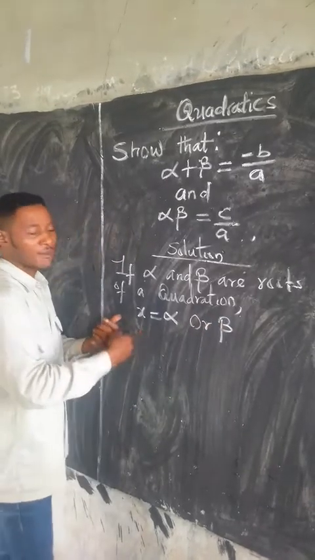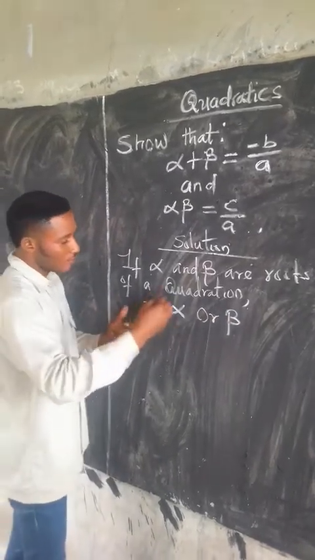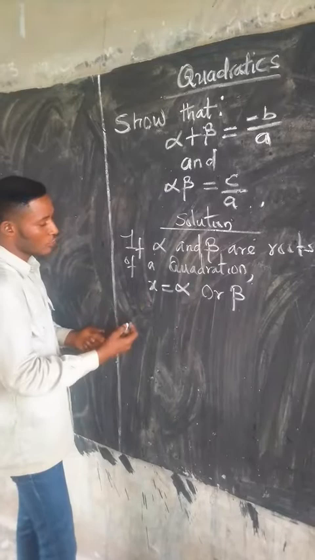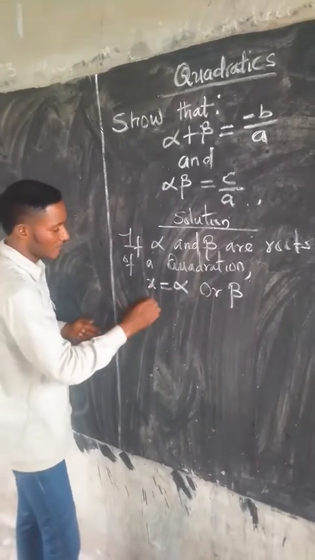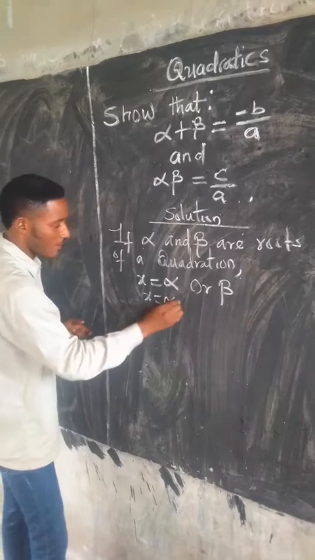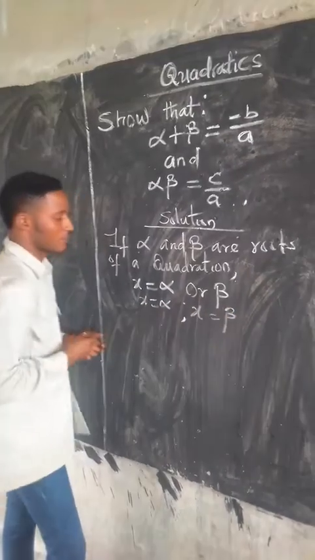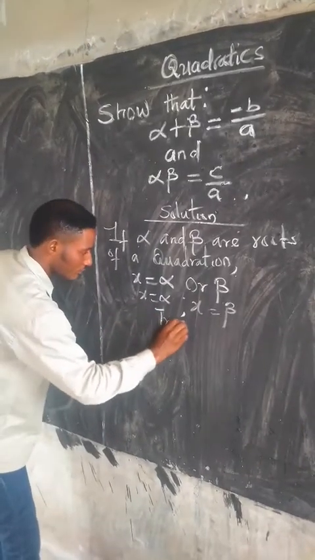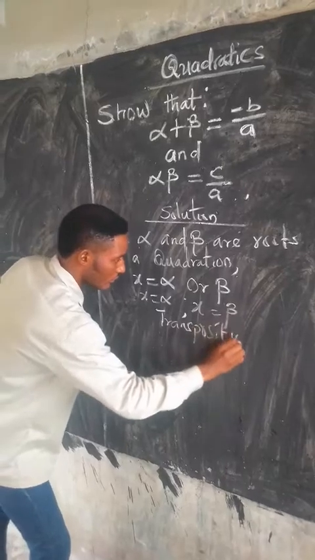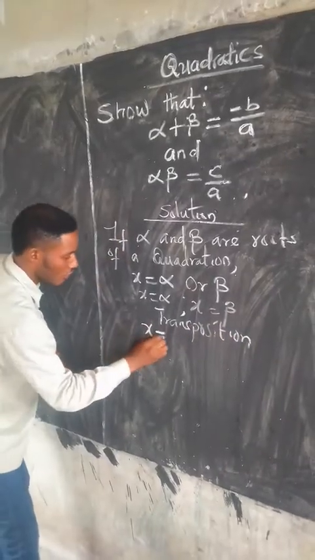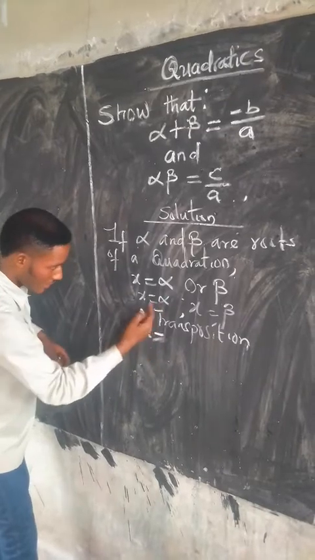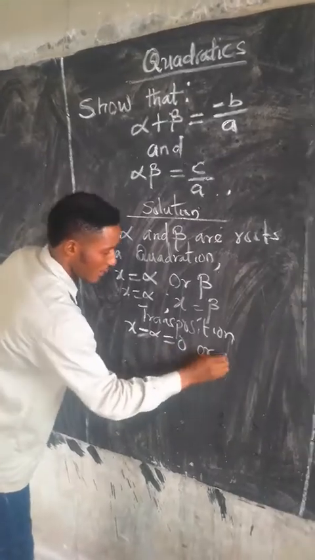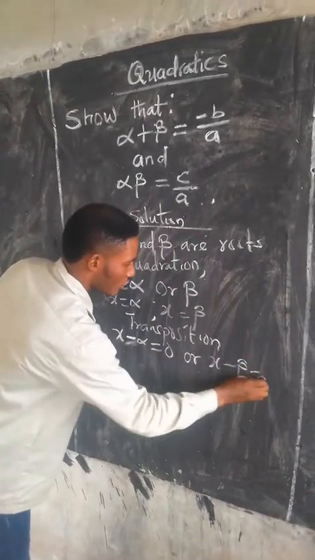So from this, we can actually form the quadratic equation whose roots are alpha and beta. Now to do so, we need to equate these individually. Hence, we have x equals alpha and x equals what? Beta. So at this point, we need to do transposition. Now by transposition, we have x minus alpha equals 0, or x minus beta equals 0.